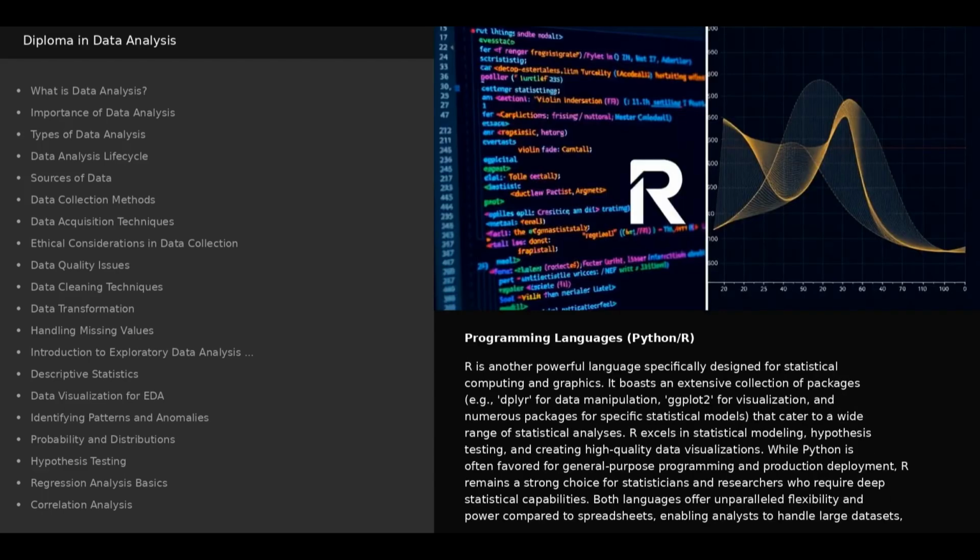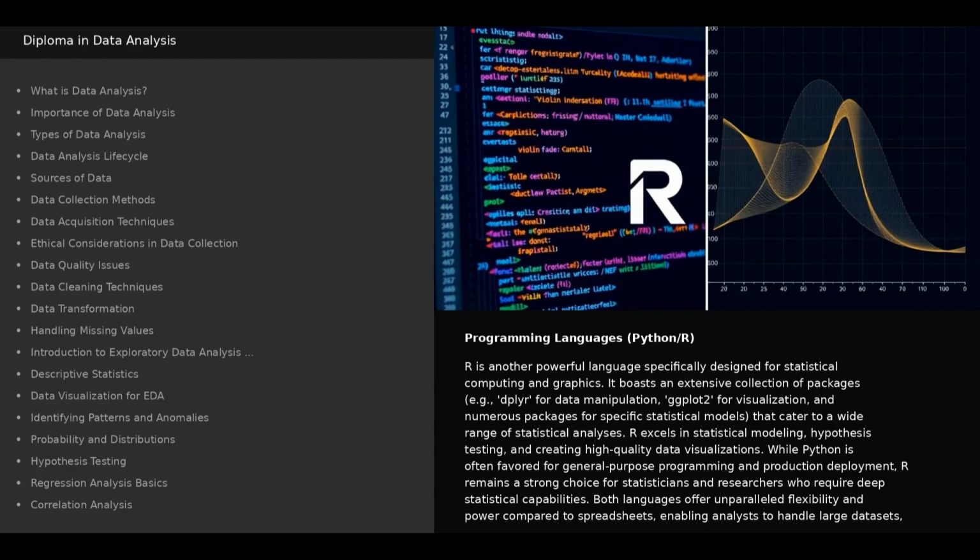R is another powerful language specifically designed for statistical computing and graphics. It boasts an extensive collection of packages, for example dplyr for data manipulation, ggplot2 for visualization, and numerous packages for specific statistical models that cater to a wide range of statistical analyses.